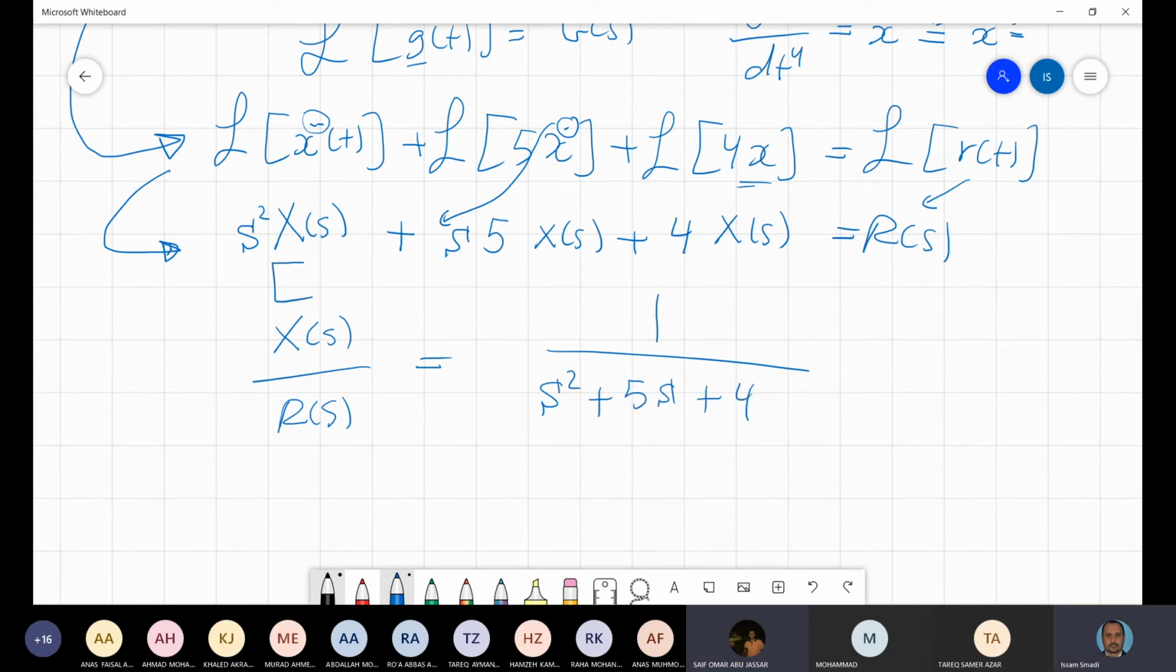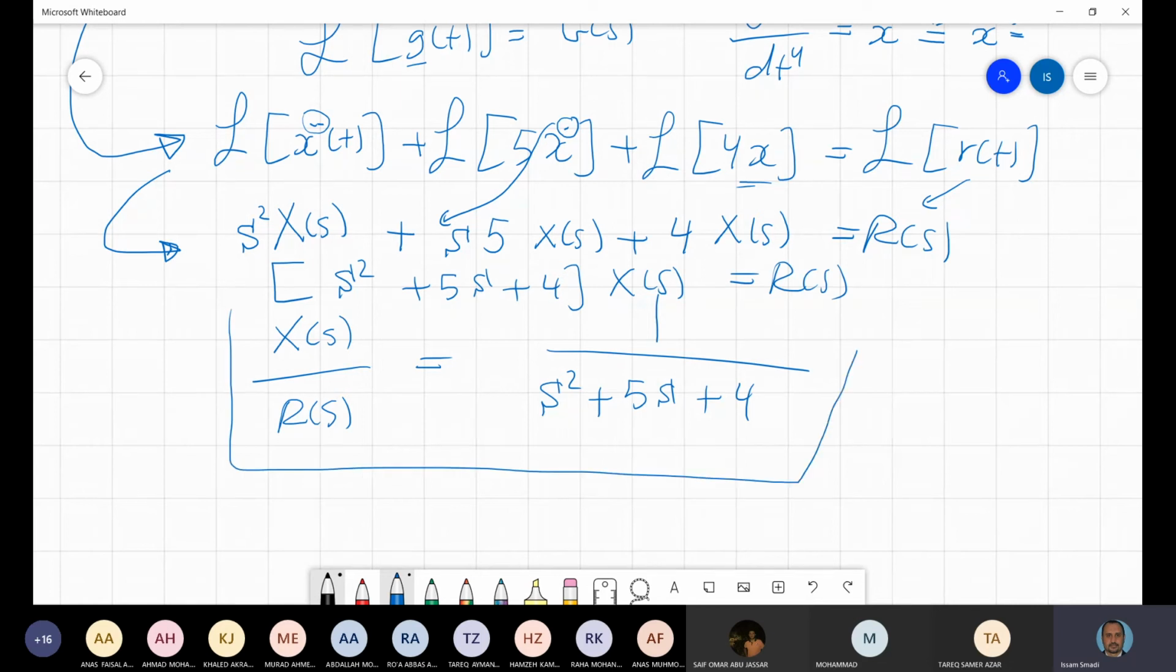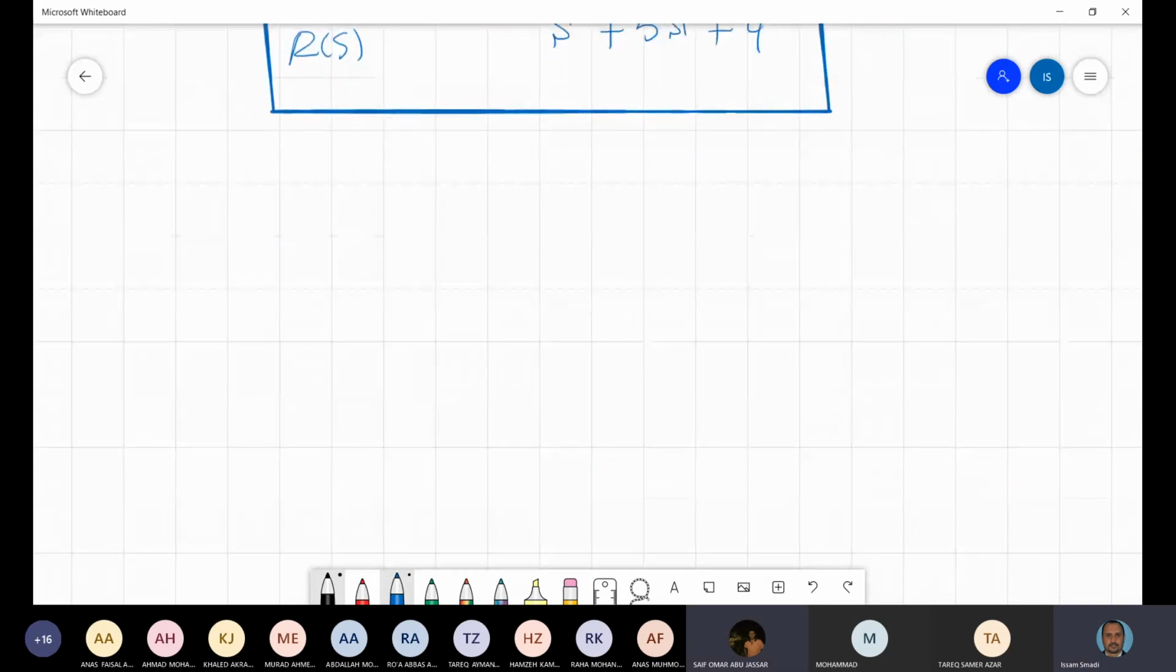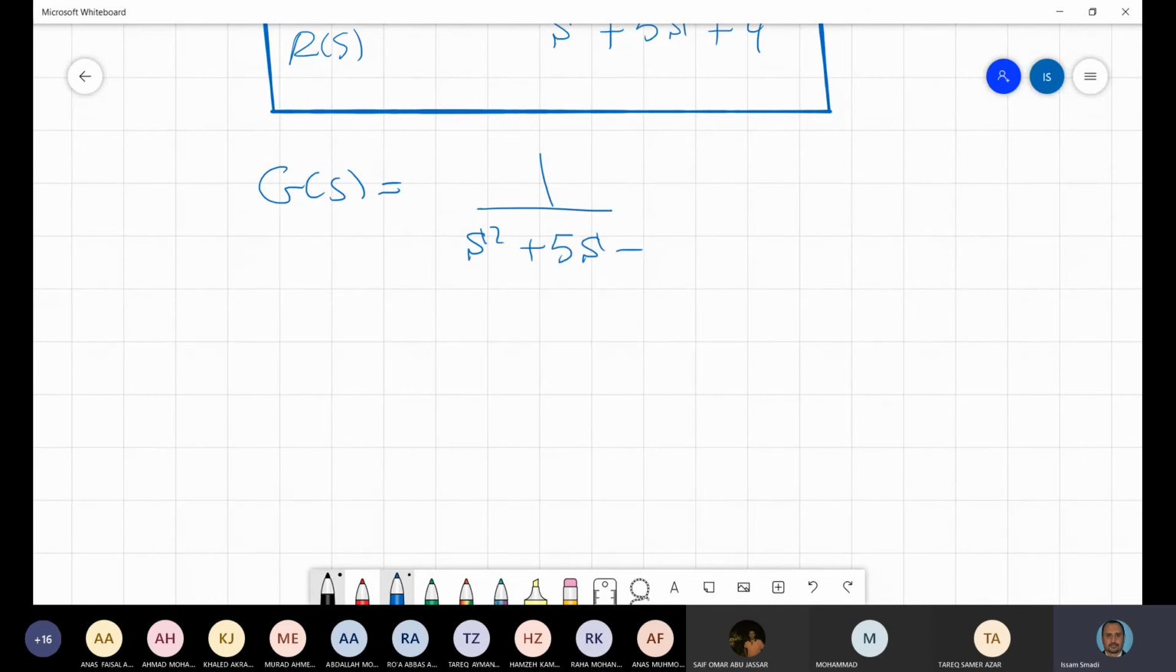Simply here I'm separating the variable, correct? S squared plus 5S plus 4, all multiplied by X of S, equals R of S, correct? And this actually is the transfer function. So G of S here is equal to 1 over S squared plus 5S plus 4.